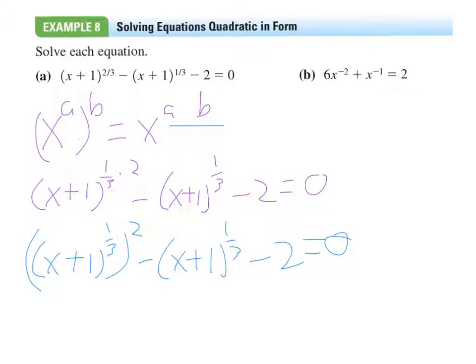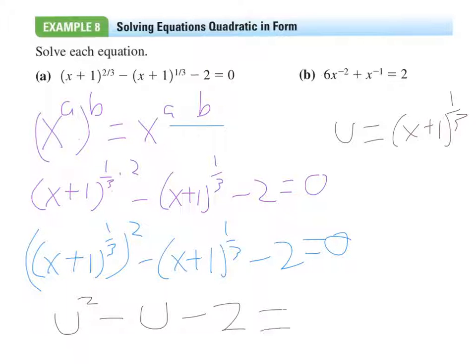Okay, so now if we let u equal (x+1) raised to the 1/3, instead of having (x+1)^(1/3) raised again to the second, you have u squared. Instead of minus (x+1)^(1/3), you have minus u, and then minus 2 equals 0.